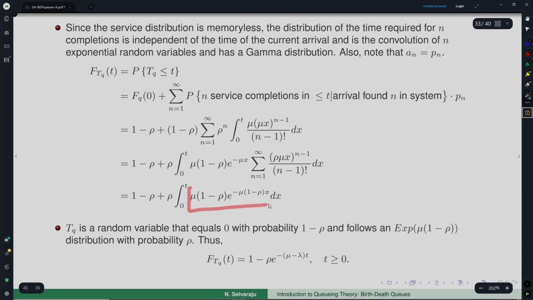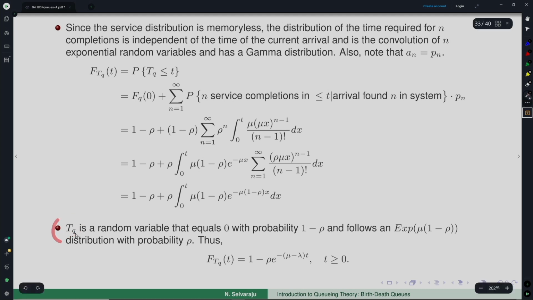Now you observe that this is again the density of an exponential random variable with parameter mu times 1 minus rho. So you know what this quantity is: it is 1 minus e to the power minus mu times 1 minus rho times t. You plug that in and you arrive at this expression here, the distribution of the waiting time in the queue.